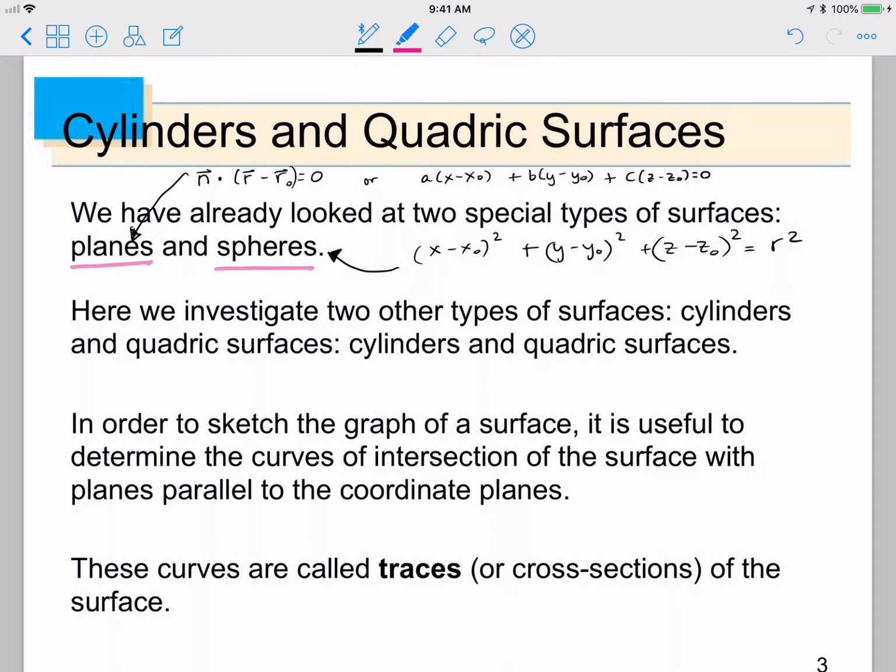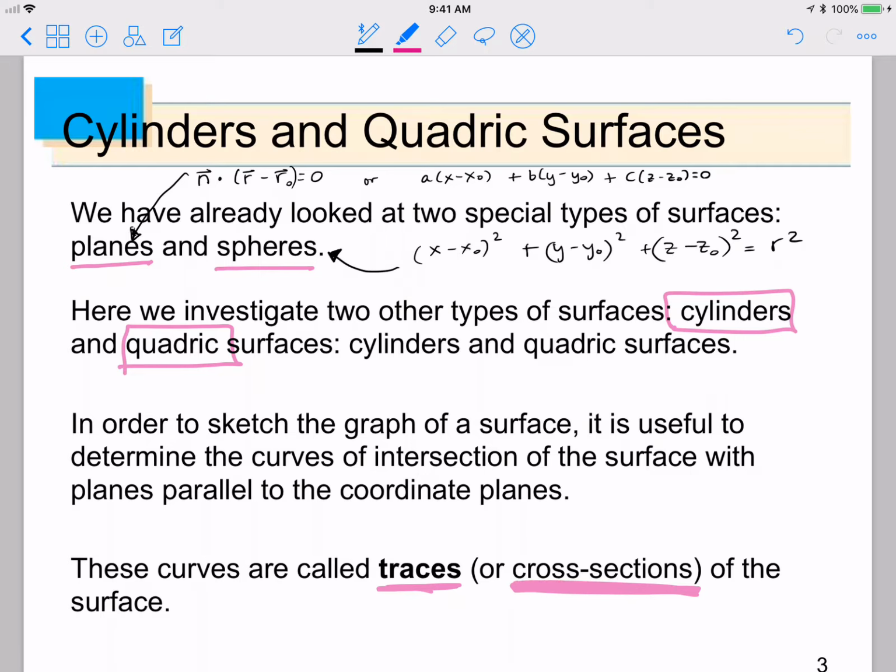So in this lecture, we're going to look at cylinders and quadric surfaces. The main way we're going to do it is in two different ways. The first way is to look at traces, also known as cross sections. And so basically, what is a cross section?